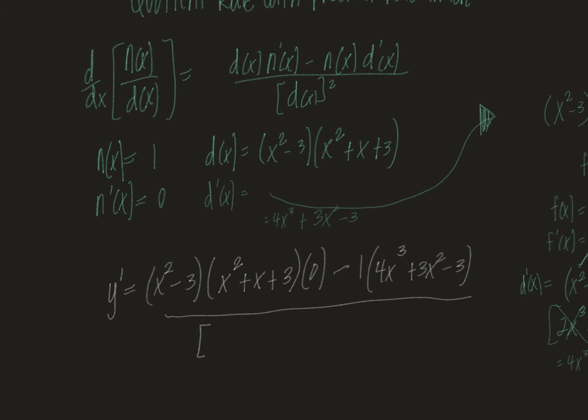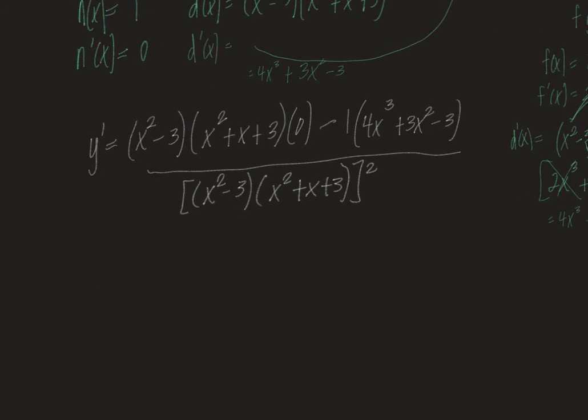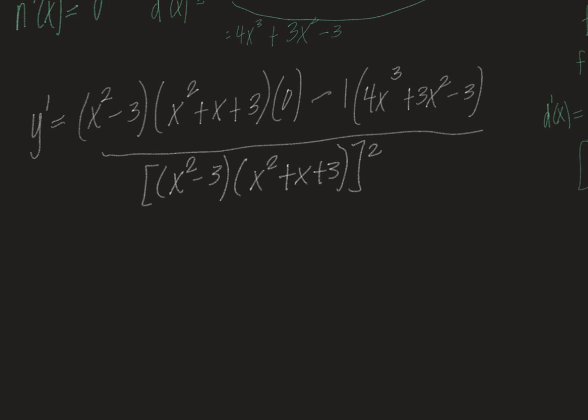So let's see, x squared minus 3 times x squared plus x plus 3, all squared. So now, to simplify this guy, I've done the calculus. Let's just simplify using some algebra. All of this goes away because of that 0.